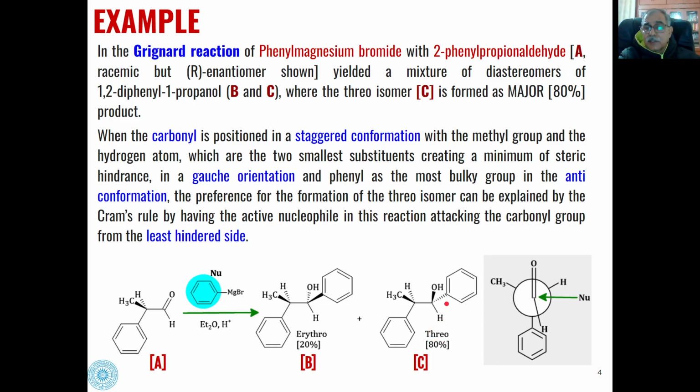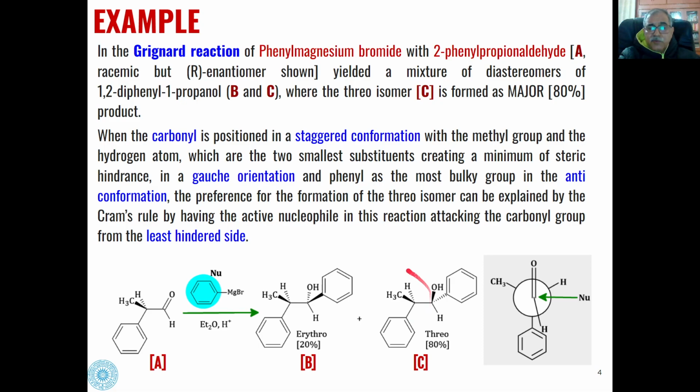So if you see this, the conformation of this methyl group is alpha, so behind the plane, so that means the nucleophile will attack from that side, that is from the side of hydrogen. So this will have this conformation, so threo product will be formed in 80% amount, and the other product formed is when the attack of the nucleophile takes place from the medium side of the substituent, and this will give rise to erythro product which will be formed in 20% amount.